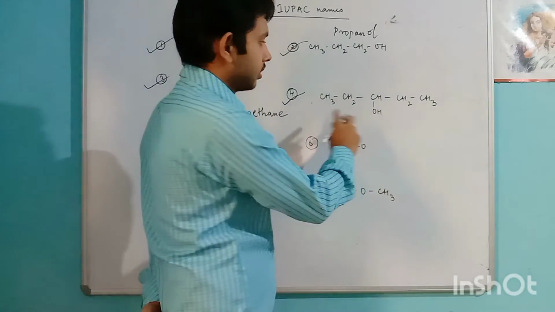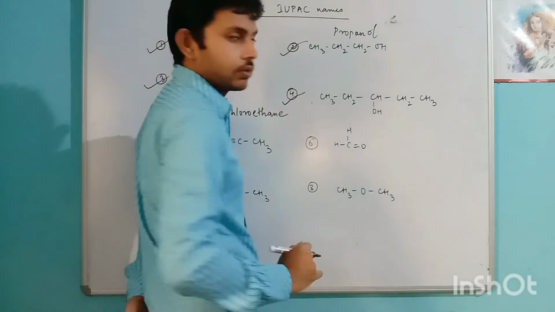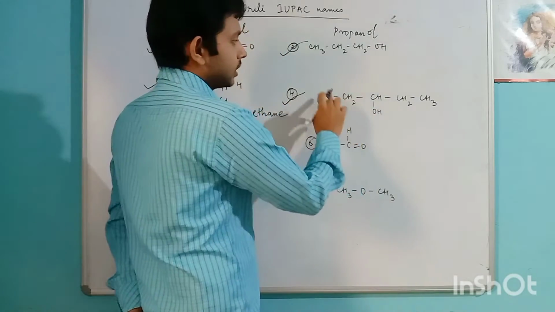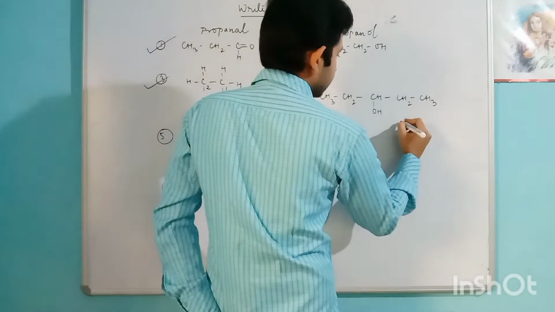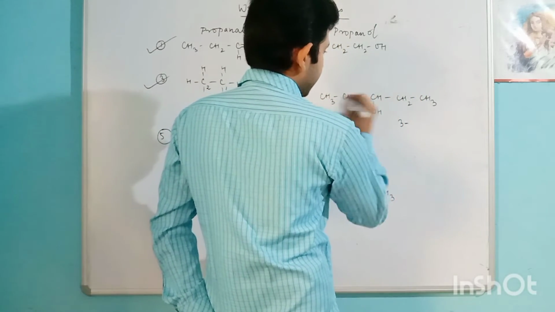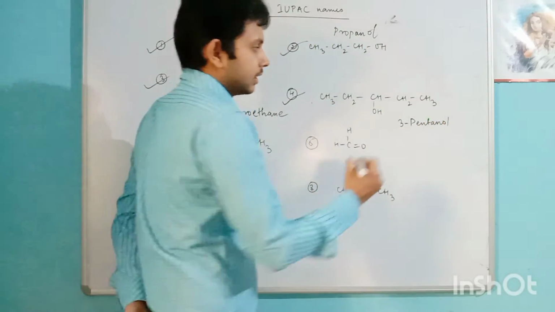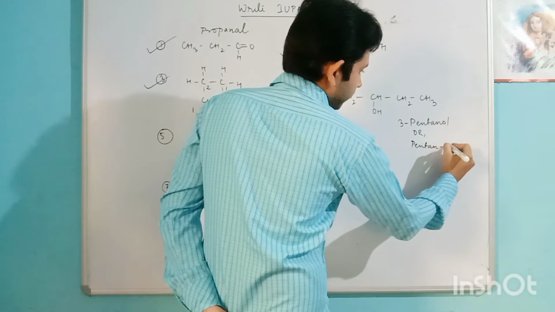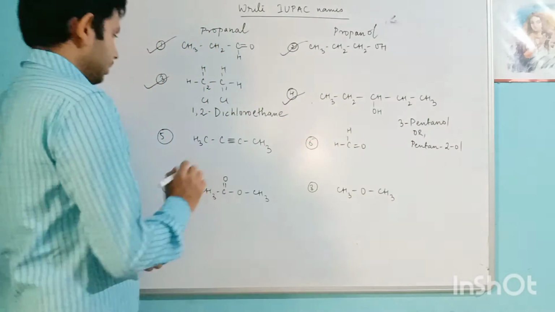Now here you have to number, okay, either from left or right, the side from which OH is closest to it. Here you will see OH is at position number 3 from both the sides. 1, 2, 3, 4, 5. 1, 2, 3, 4, 5. So we will write the name like this: 3-methylpentanol. You can also write like this, or pentan-2-ol. Okay, you can write any of these two as both are correct.